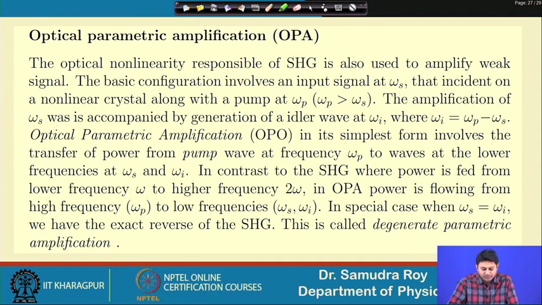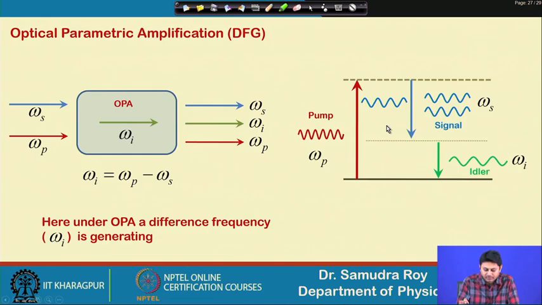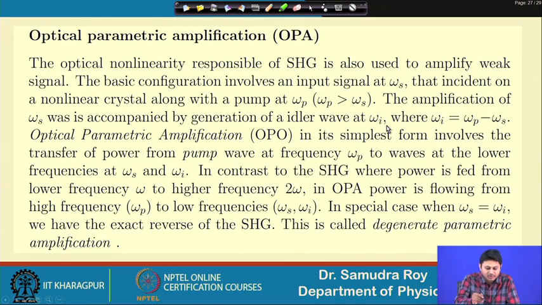Now, omega s is going to amplify. Not only that, there will be another wave, omega I, which we call the idler wave. This idler wave omega I, which is the difference between these two, will also get amplified. So, that means optical parametric amplification.